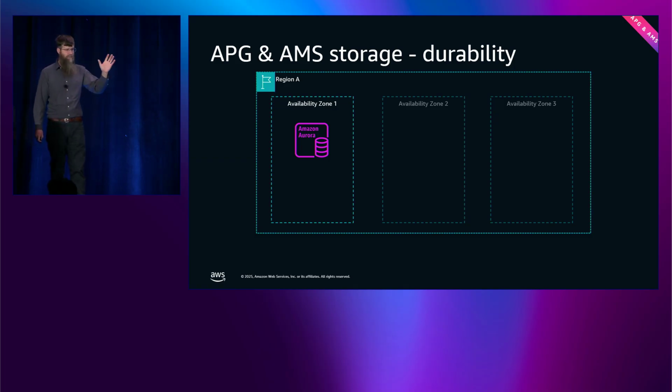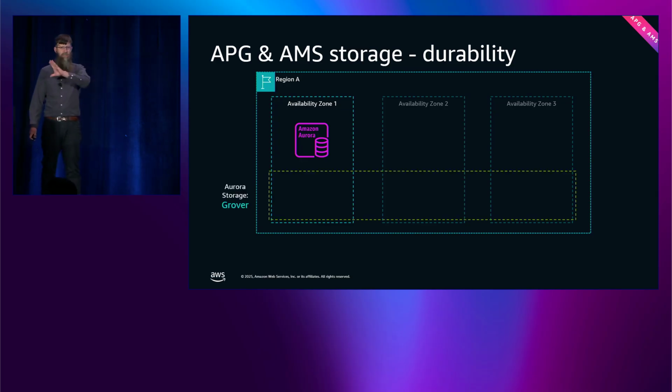So you can start with a single database cluster over there on the left-hand side, in one availability zone, single instance, and we're going to use this empty box at the bottom here. We'll fill it in as we go through today. This is Aurora Storage. Grover is its code name. This is where all the magic happens with Aurora for AMS and APG.